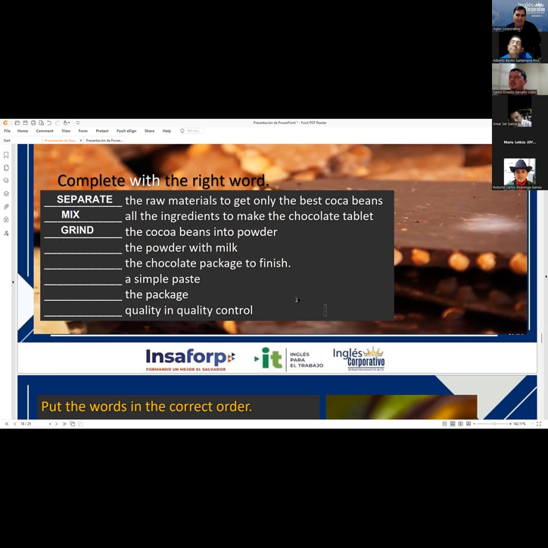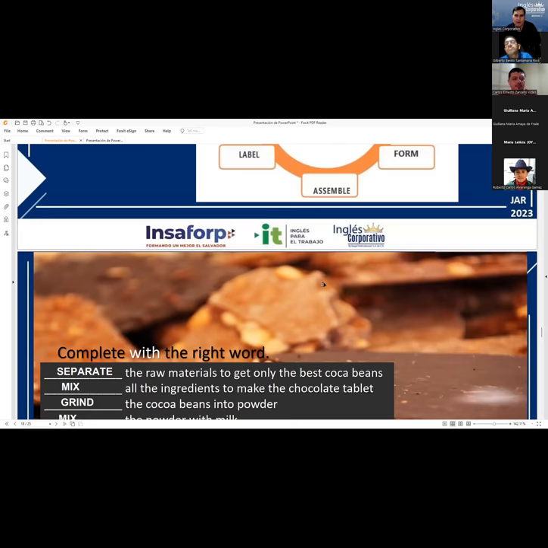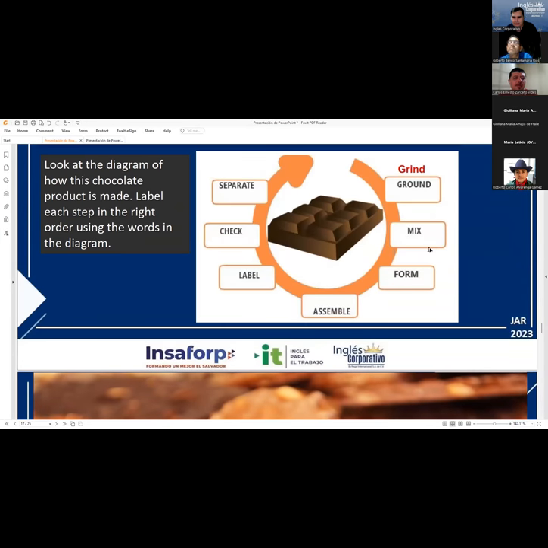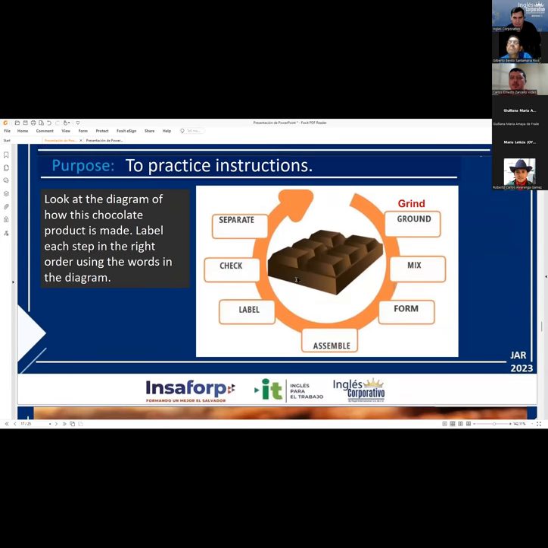It's not here, mix. For mix? Maybe, right? But we already have mix, but let's put it here. Mix the powder with milk. What other possibility? Combine. We don't have combine. Assembly. Form. Assemble. Form. No, assemble.